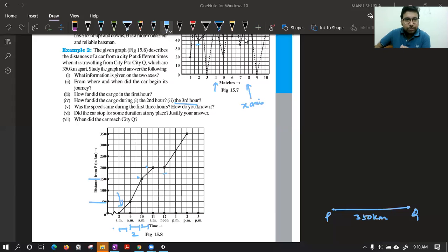Now the seventh part is saying, when did the car reach city Q? Tell me class. At what time did they reach city Q? They have to travel 350 kilometers for that, and that time is 2 p.m. and you all are correct. You all are correct for this.